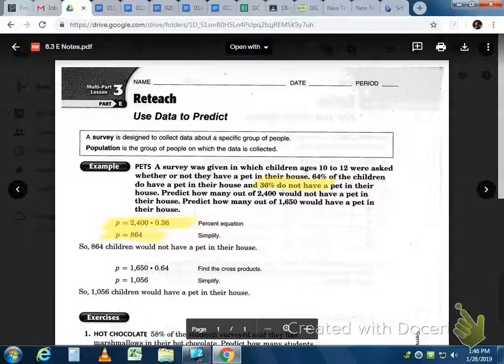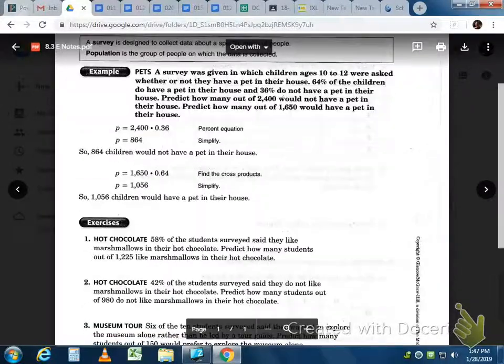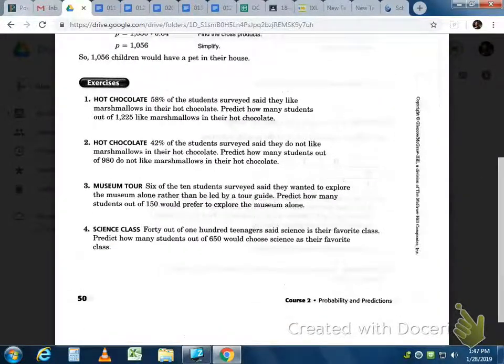Then they're saying, the next part, how many out of 1,650 would have a pet? Well, 64% had a pet. So 64% of 1,650, again, it's just a multiplication. You change the percent to a decimal. So 1,056 would have a pet out of the 1,650. So basically, these look like they're complicated problems, but they're multiplication with percentages. Let's look at the examples.